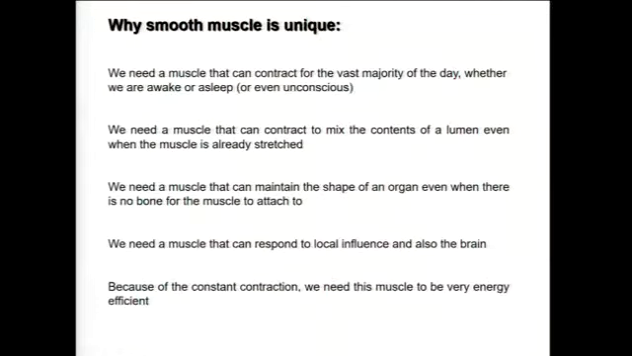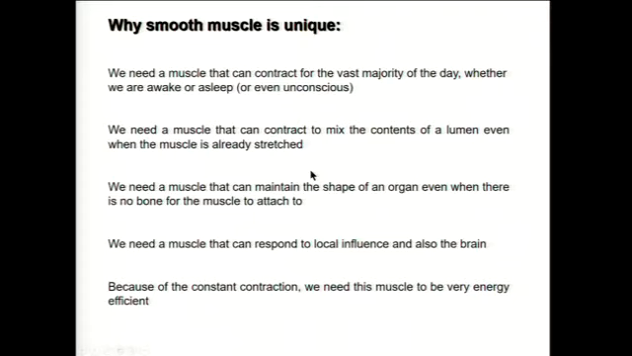Okay, so that's a nice overview of smooth muscle. Smooth muscle is really unique. There are three muscle types, skeletal, cardiac, and smooth. Why is smooth muscle so unique? You need a muscle that can contract for the majority of the day, whether you're awake, asleep, unconscious. Because it's contracting for the majority of the day, it needs to be able to do that very efficiently in terms of energy usage.